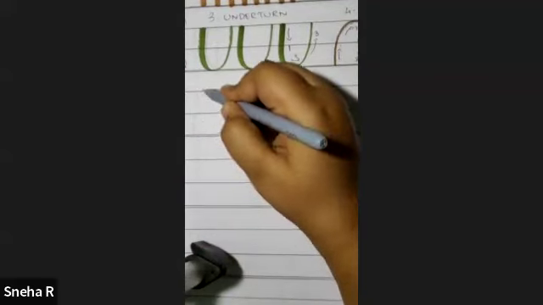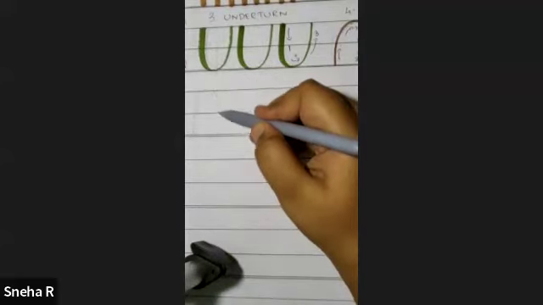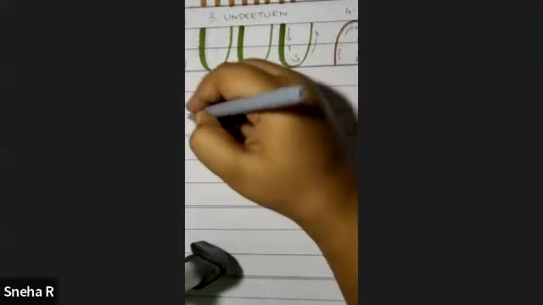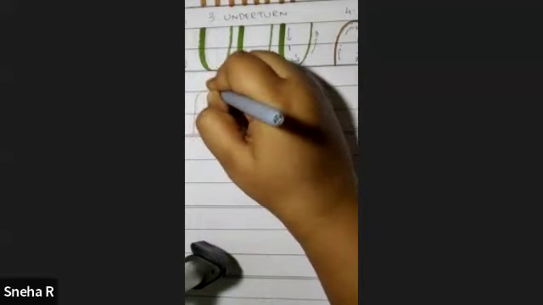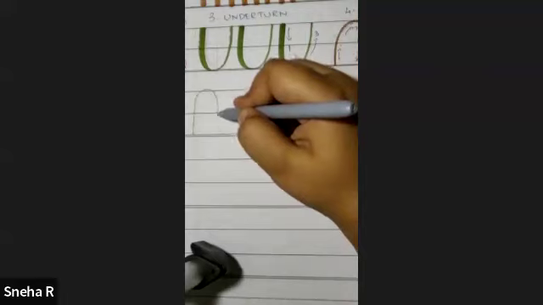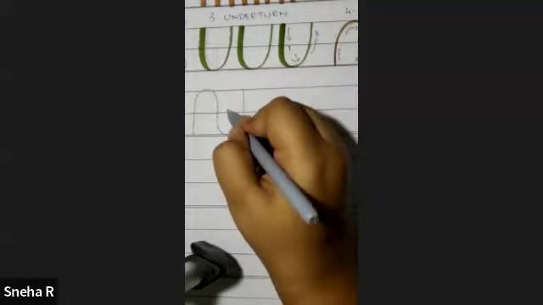Starting with overturn, stopping halfway, and from here I will create an underturn. Understood? It's an overturn until halfway. From the other half, making an underturn. And make sure these two will be equal.